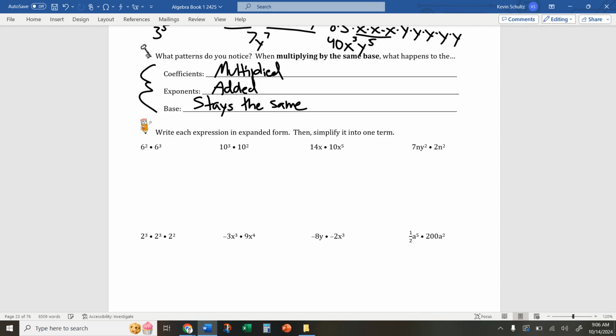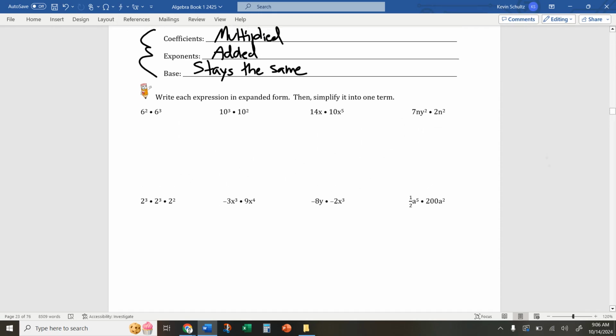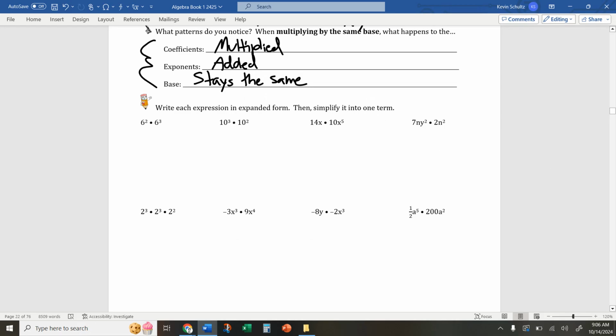So we look at this rule, and this can help us for when we get down to multiplying by the same base. The first 8, we do need to write in expanded form, because again, it's that practice, it's that reiteration. But then the second page, you can use the rule on it.